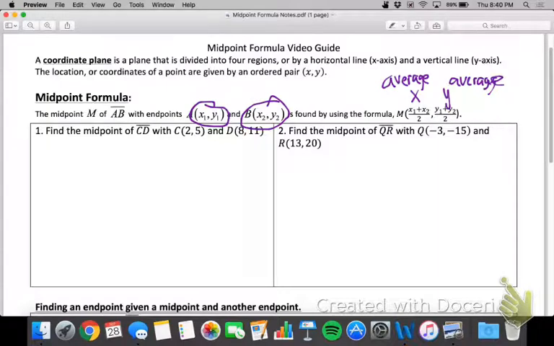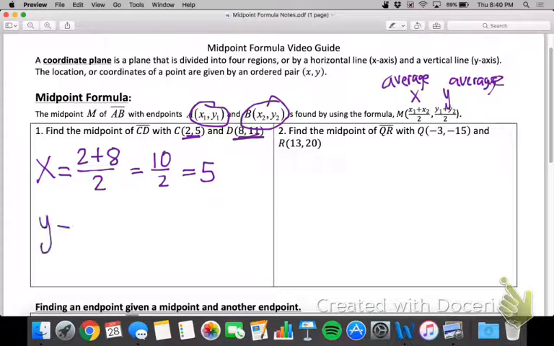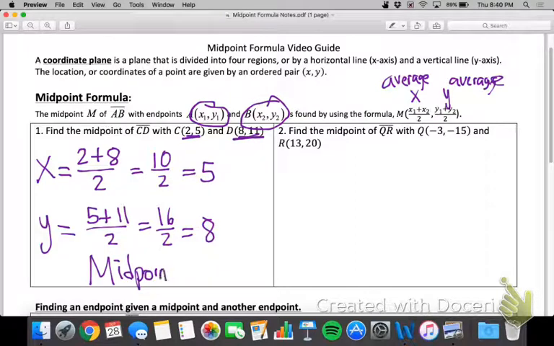Find the midpoint of CD with C (2, 5) and D (8, 11). So it's really just two separate uses of the formula. The x is going to be 2 plus 8 divided by 2, which is 10 divided by 2, 5. And the y coordinate would be 5 plus 11 divided by 2, 16 divided by 2, which is 8. So that means the midpoint is the point (5, 8).